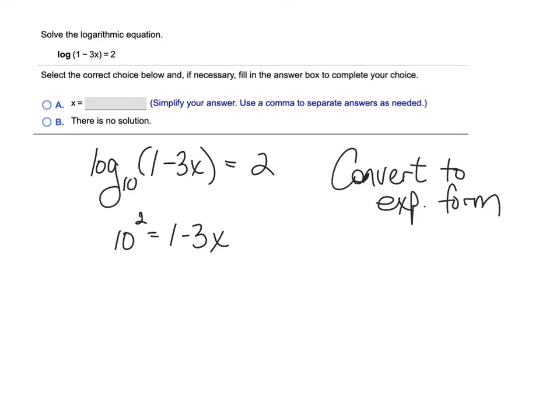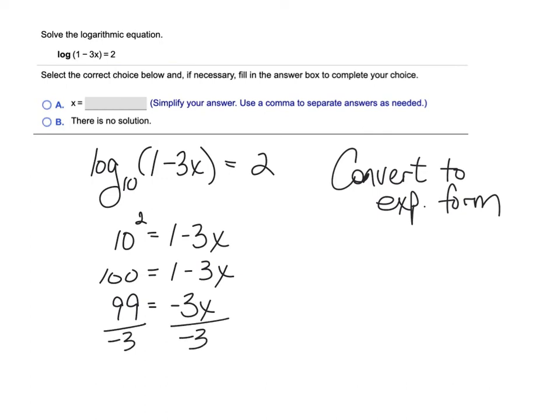Okay, that leaves us something nice and simple and pretty easy to solve. Let's subtract 1 to the other side. We get 99 equals negative 3x. And finally, let's divide by negative 3. We get x equals negative 33. And that's our answer.